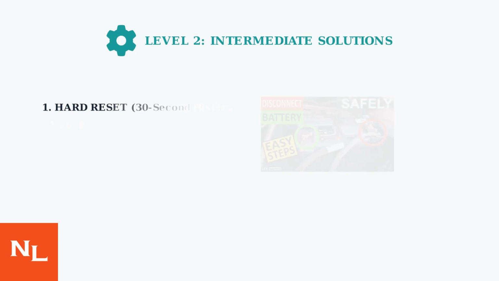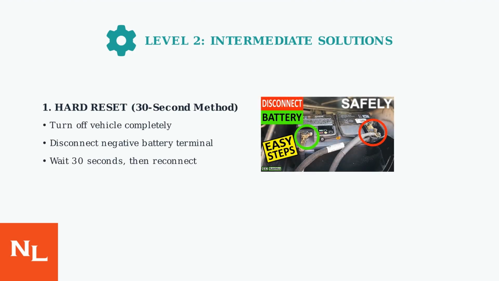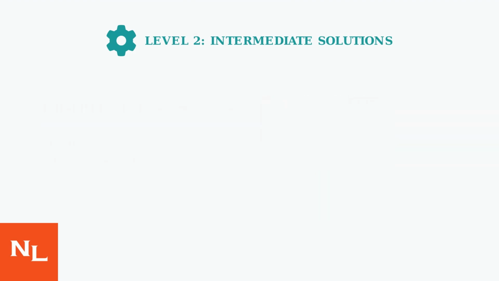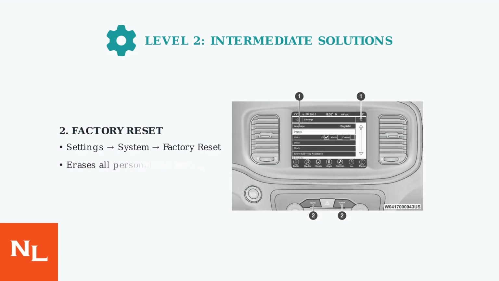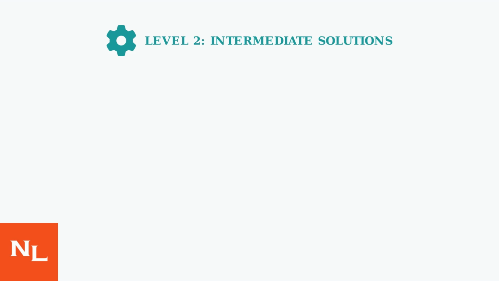Level 2, Intermediate Solutions. For persistent issues, try a hard reset by disconnecting the negative battery terminal for 30 seconds. This clears the system memory and resolves deeper software conflicts. You can also perform a factory reset through the Uconnect Settings menu. Navigate to Settings, then System, then Factory Reset. Note that this will erase all your personalized settings.